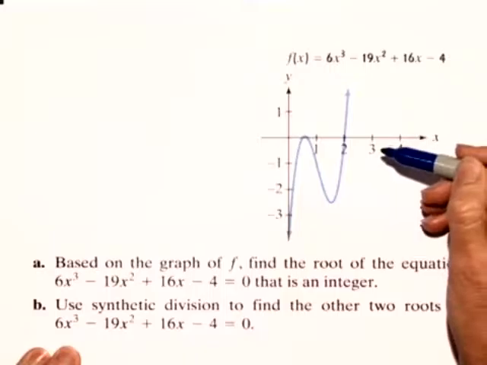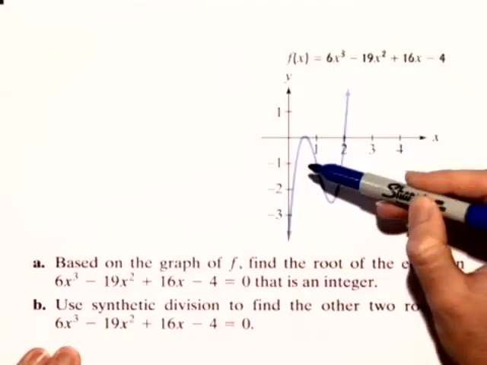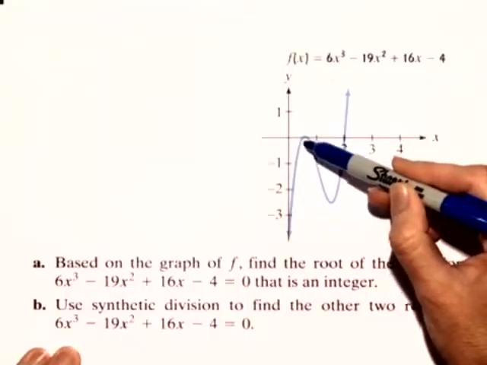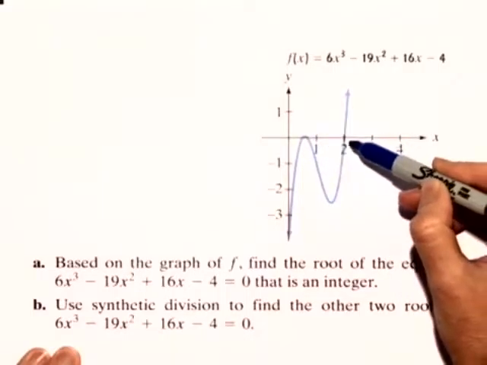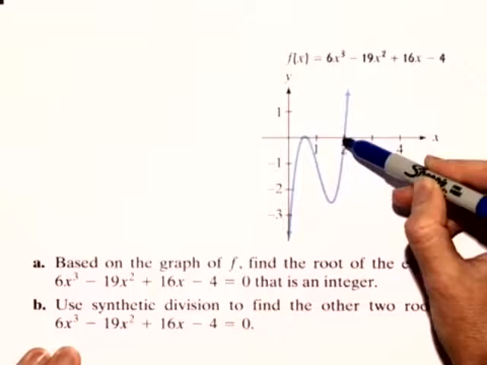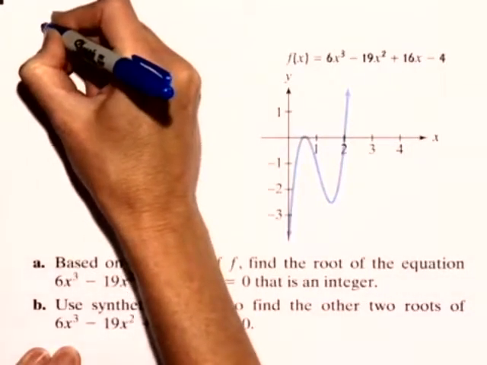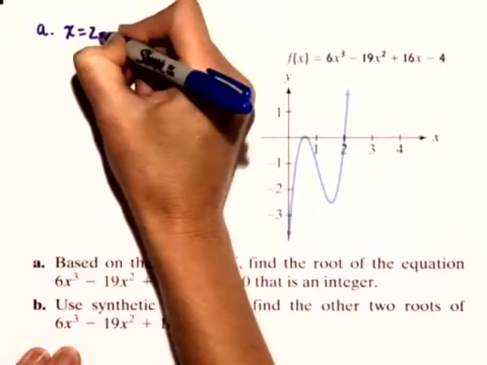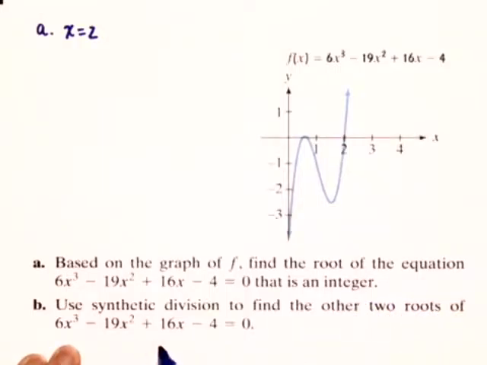If we look at a picture of the graph, we see that the graph crosses the x-axis right here between 0 and 1. It looks like it crosses it twice right there, and it also crosses it right on the integer 2. So for part A, we can say that the answer is x equals 2. For part B, we want to use synthetic division to find the other two roots.